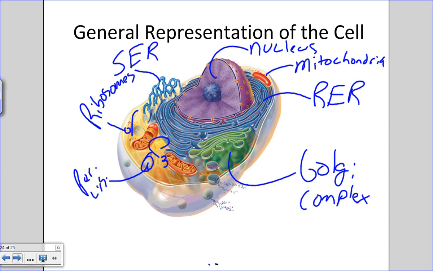All right. And then everything else you see is the cytosol, the fluid, and the non-living components that all these working parts are kind of bathing in within the cell. All right. So let's talk about all these various parts of the cell and how they work.